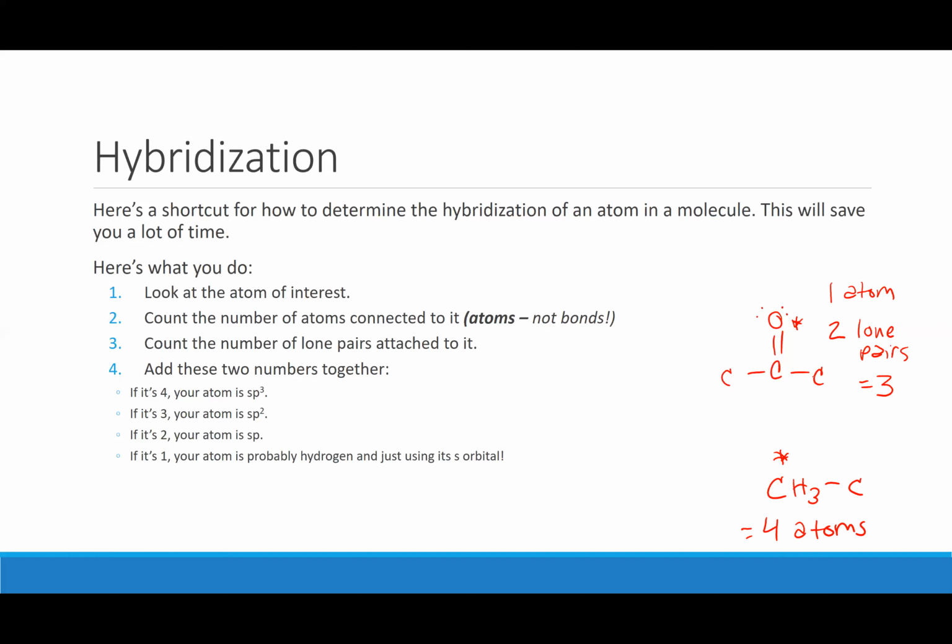And that number is going to be used for the hybridization. If you have 4, it's sp3. If you have 3, it's sp2. 2, it's sp. And if you have 1, your atom is probably just hydrogen, and it's just using its s orbital. That's because hydrogen is pretty much the only thing that doesn't have any lone pairs, and it will only make 1 bond.